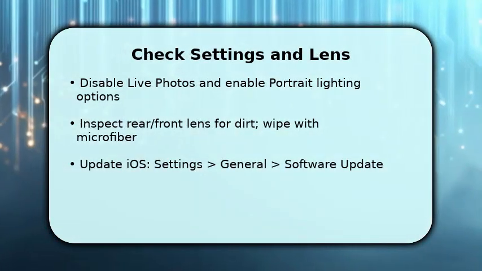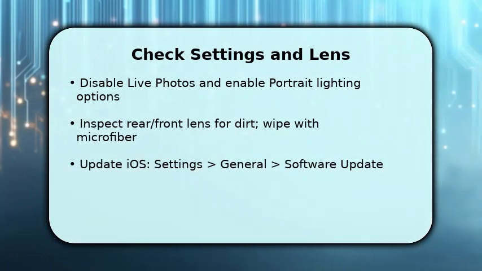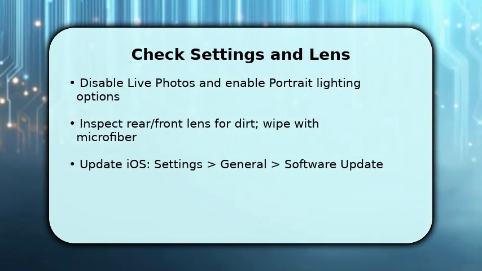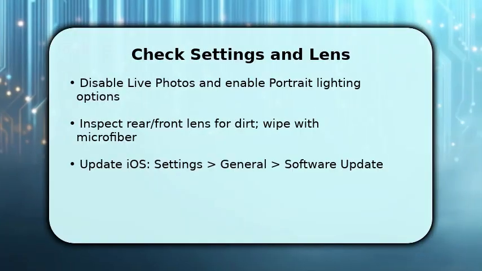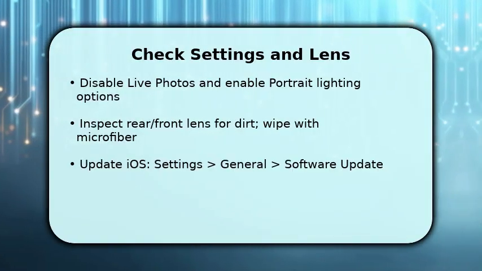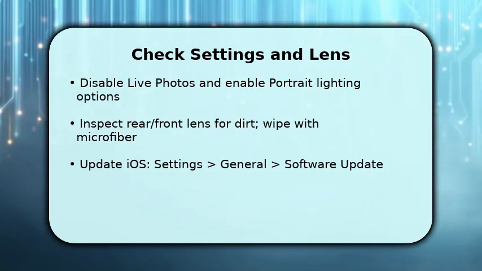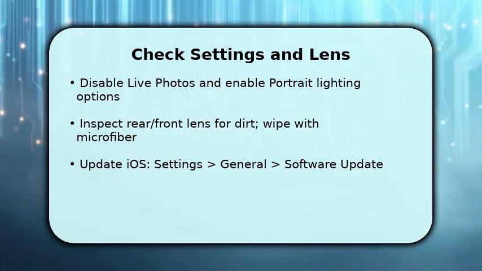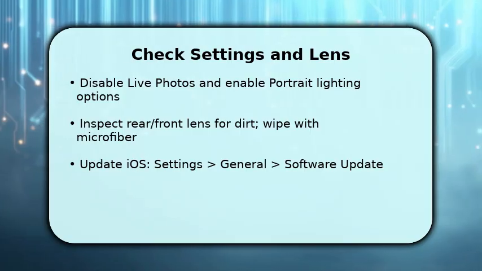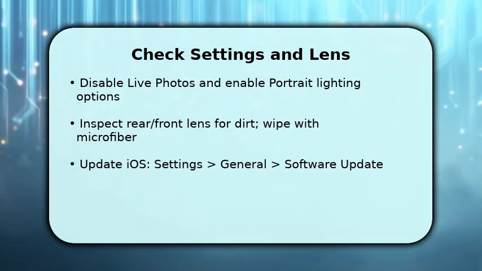Now you'll handle the intermediate fixes that often resolve portrait issues. First, toggle live photos off because it can restrict portrait mode. Also check portrait lighting settings for compatibility. Next, physically inspect and gently clean the lens with a microfiber cloth. Smudges can confuse depth sensors.